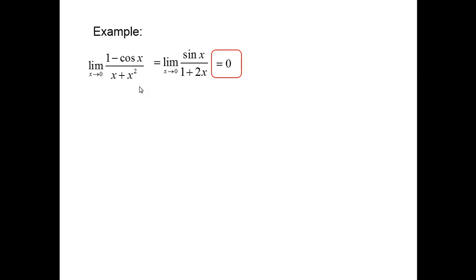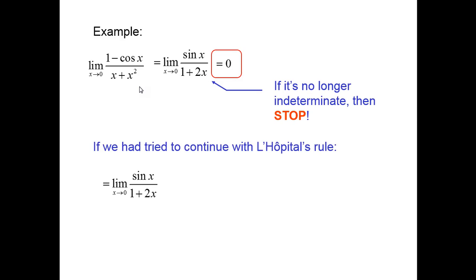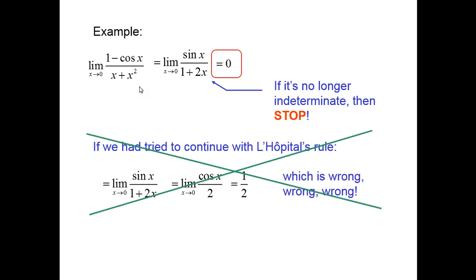Keep in mind that 0 over 1 is not indeterminate. 0 over 1 is a number, that's 0, so that's why we stopped. Had we kept going with something that's not indeterminate, we would have gotten the wrong answer. Take a look. Suppose we took the derivative again, we would have gotten this expression, and then if we tried to use direct substitution here, we would have gotten 1/2, which is certainly not the limit. So the rule here is to make sure that once you get to a point where it's not indeterminate, stop.